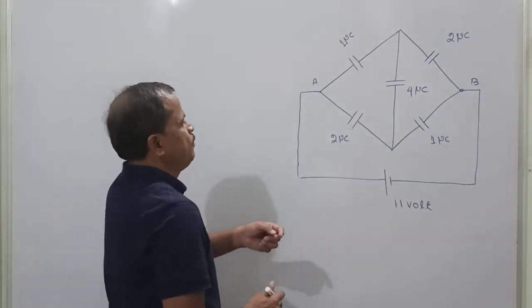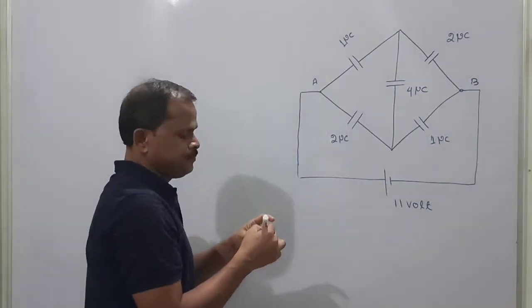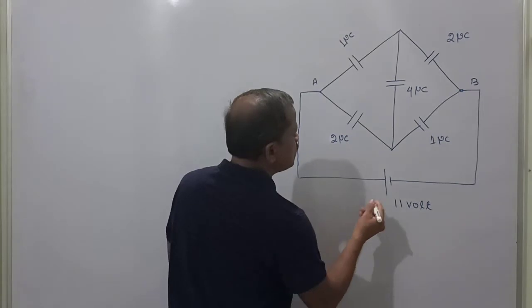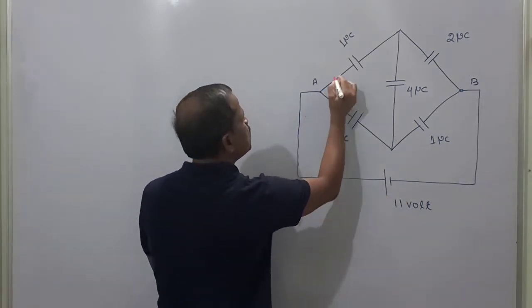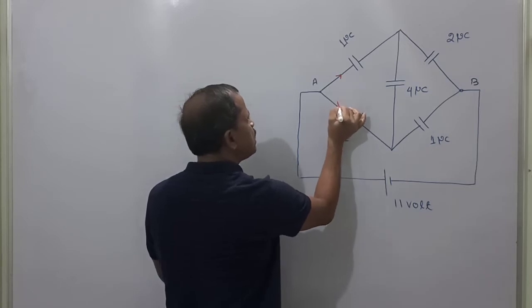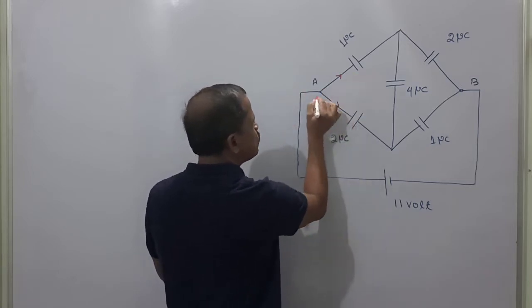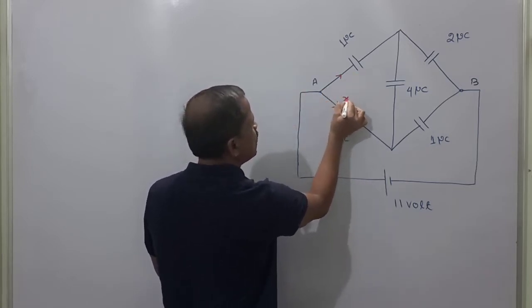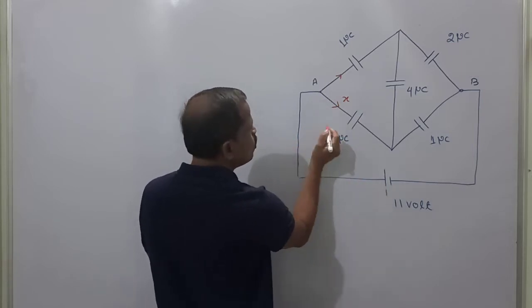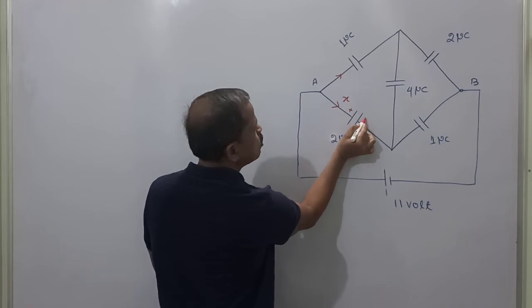Okay, let us start. In this problem, the battery is given how much? 11 volt. So charge will go this way. When the charge goes this way, partly some charge will go this way and partly charge will go this way. Let the charge going this way be x coulomb. Since it is a positive plate, positive charge is flowing. So first it will be positive, then it will be negative.